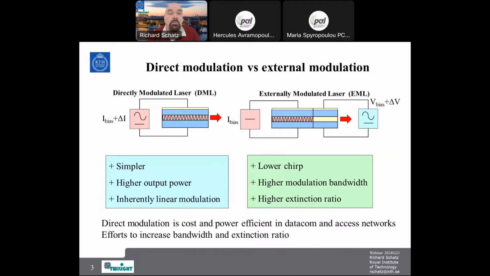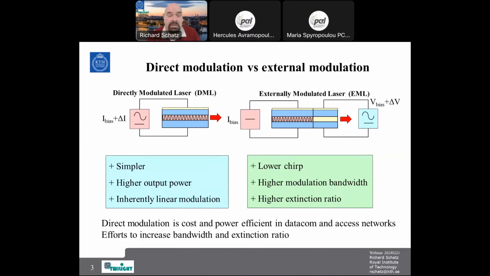So first of all, why DMLs? Well, you can either modulate the laser by changing the current to the laser, or you can modulate the laser by having an additional section of a laser called an electroabsorption modulator, where you can modulate the light. In that case, the light from the laser is constantly on, and then you shut it on and off with the modulator. They have different advantages.